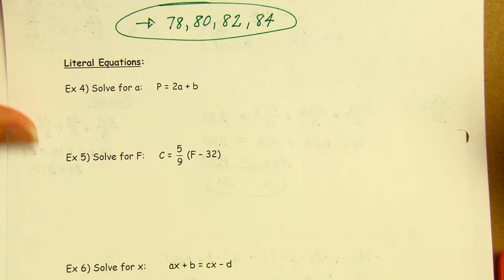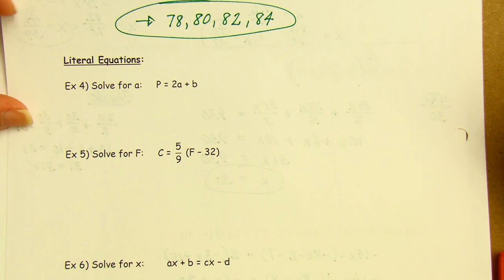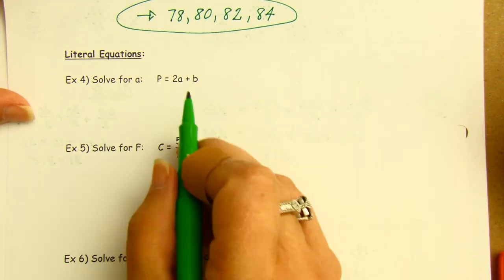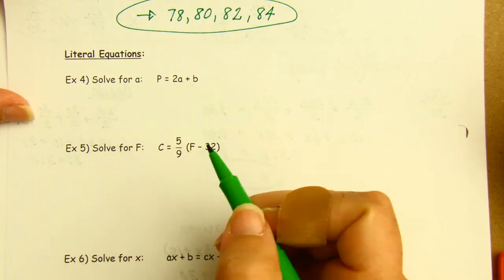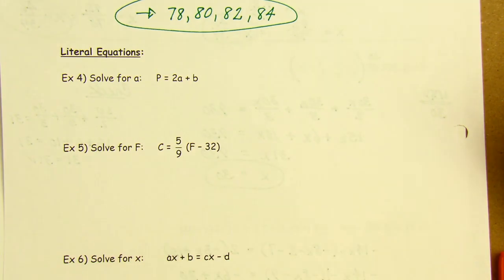Last on this part of the section are our literal equations. Literal equations is typically an equation that has a lot of letters. You'll see this in science class, equations that represent mass and volume and velocity and all that kind of stuff. More often than not, it's easier to substitute into an expression or into an equation if you can isolate.